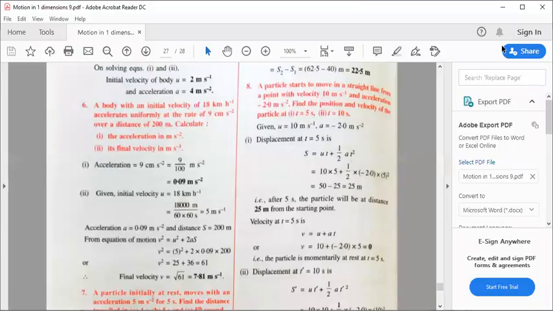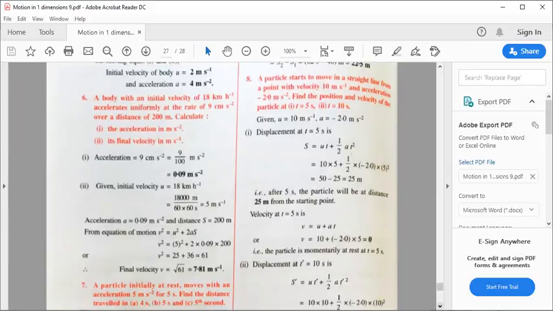A particle starts to move in a straight line from a point with velocity 10 meter per second. Now this initial velocity is given and you have to find out the final velocity and the position. Position means they are asking you the distance, and they have given you two different times. So t equal to 5 seconds. First you need to find the distance or displacement at t equal to 5 seconds. You can apply the formula ut plus half at square. Also you can apply v is equal to u plus at and you can get the final velocity as well as displacement. What about t equal to 10 seconds?